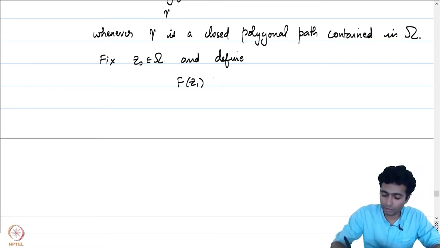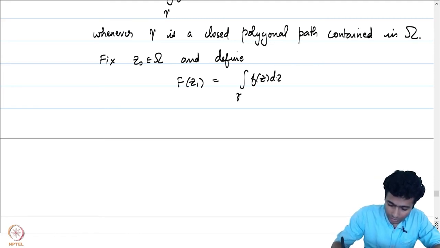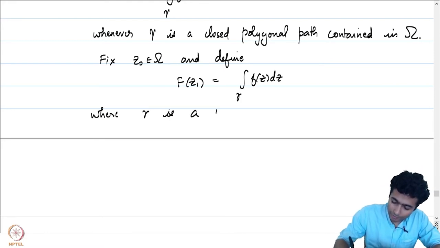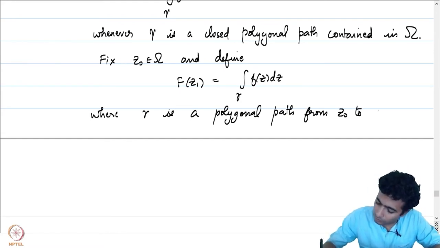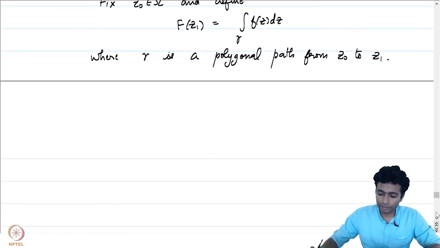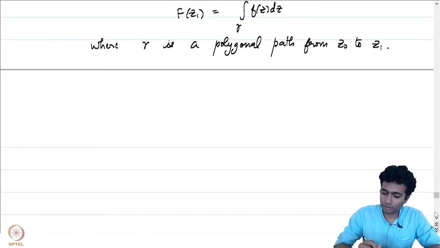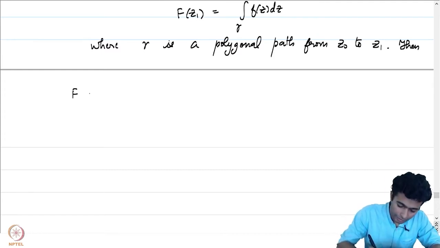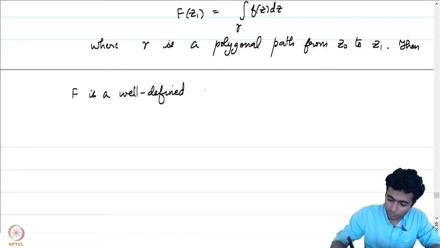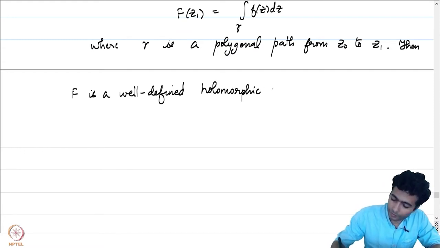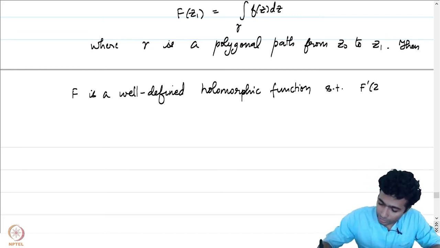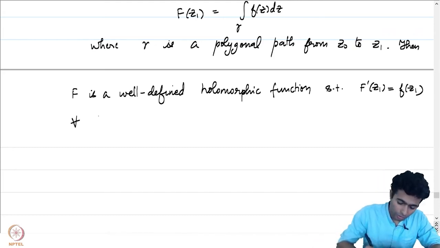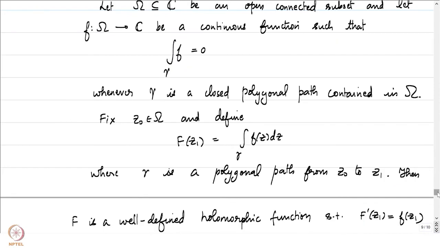capital F of z1 to be equal to the integral over gamma of f of z dz. Now gamma is a polygonal path from z0 to z1. Notice that there is a choice involved here, we will get to that, we will talk about being well defined in detail in a minute. What is the conclusion? Then capital F is a well defined holomorphic function such that it is the antiderivative of small f. Capital F prime of z1 is equal to small f of z1 for all z1 in omega. Let us go over the statement once more very carefully.